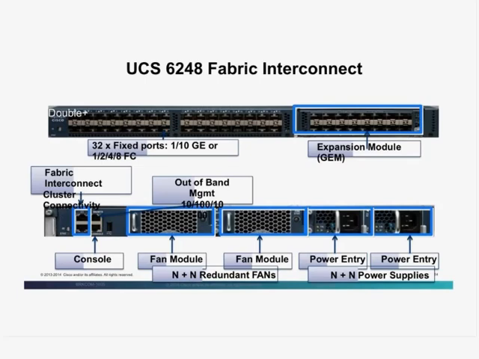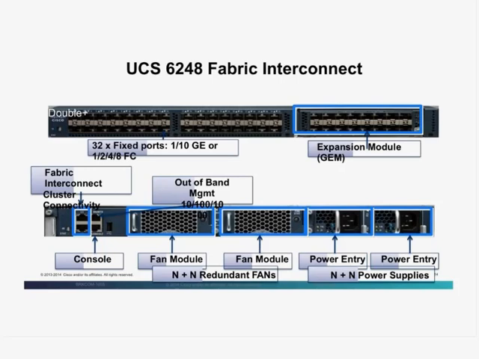I've just picked one module. Let's speak about the 6248 fabric interconnect. As you can see here, it has 32 fixed ports. Fixed ports, as in when you order a 6248, it will be shipped with 32 ports. You can order an expansion module, which we call a GEM module as well. If you order an expansion module, you can get these extra 16 ports.